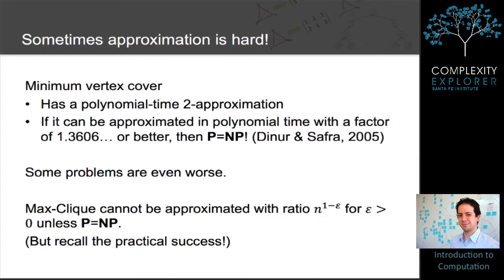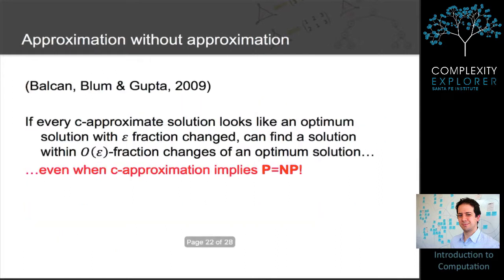But it's interesting here again, recall that in practice, we can actually solve max clique on a variety of examples using some clever heuristics. There's a very interesting paper by Balcan, Blum, and Gupta in 2009, which shows how even when approximation is hard in this sense, sometimes you can still find an approximation in a slightly different way.